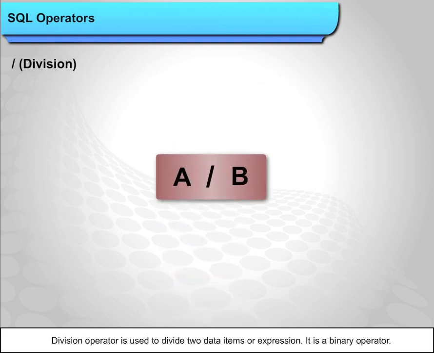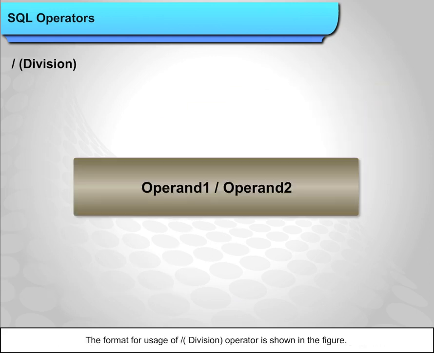Division. Division operator is used to divide two data items or expressions. It is a binary operator. The format for usage of division operator is shown in the figure: operand 1 divided by operand 2.